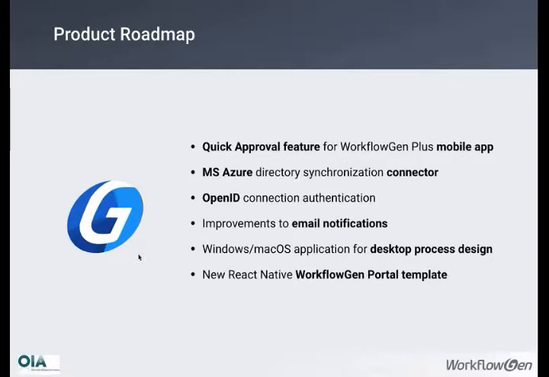So we have more and more clients using Microsoft Azure, so they can install WorkflowGen into Azure or Amazon Web Services, for instance, or in their own private cloud. The OpenID Connect authentication. We will improve the email notification management, and we will release a Windows and macOS application for desktop process design. So that means that you can have access to the WorkflowGen graphical designer on your desktop, and you will be able to design your workflow directly within your desktop.